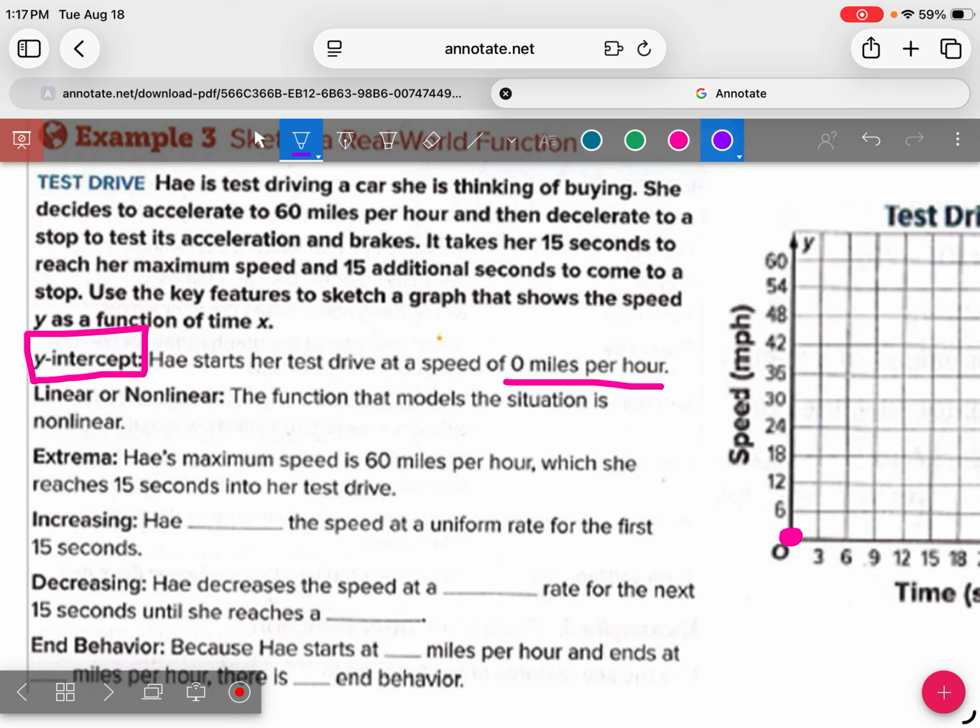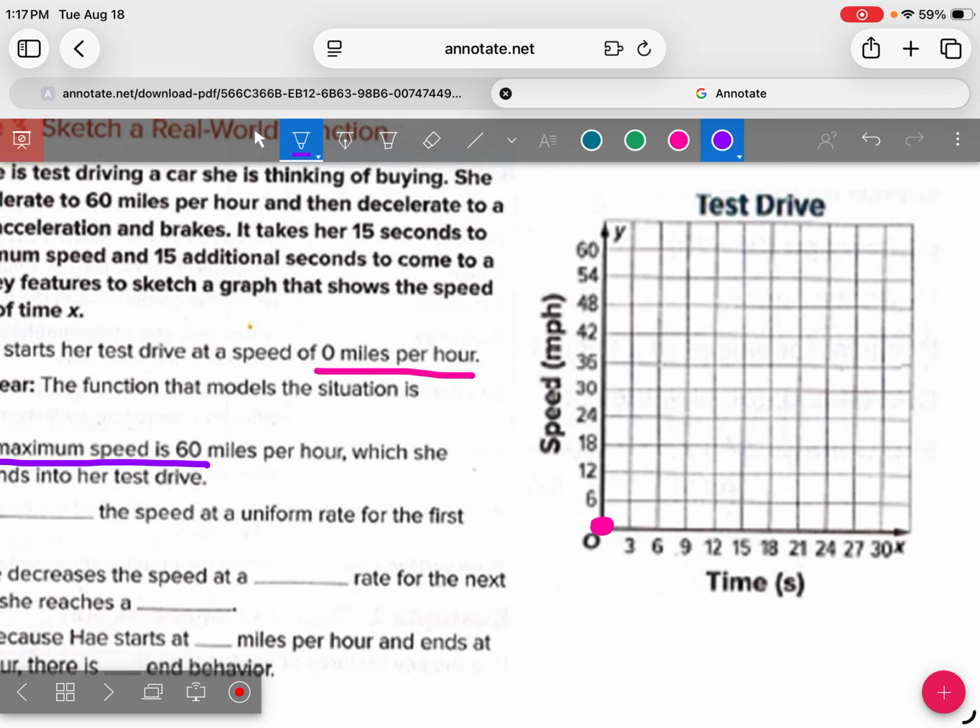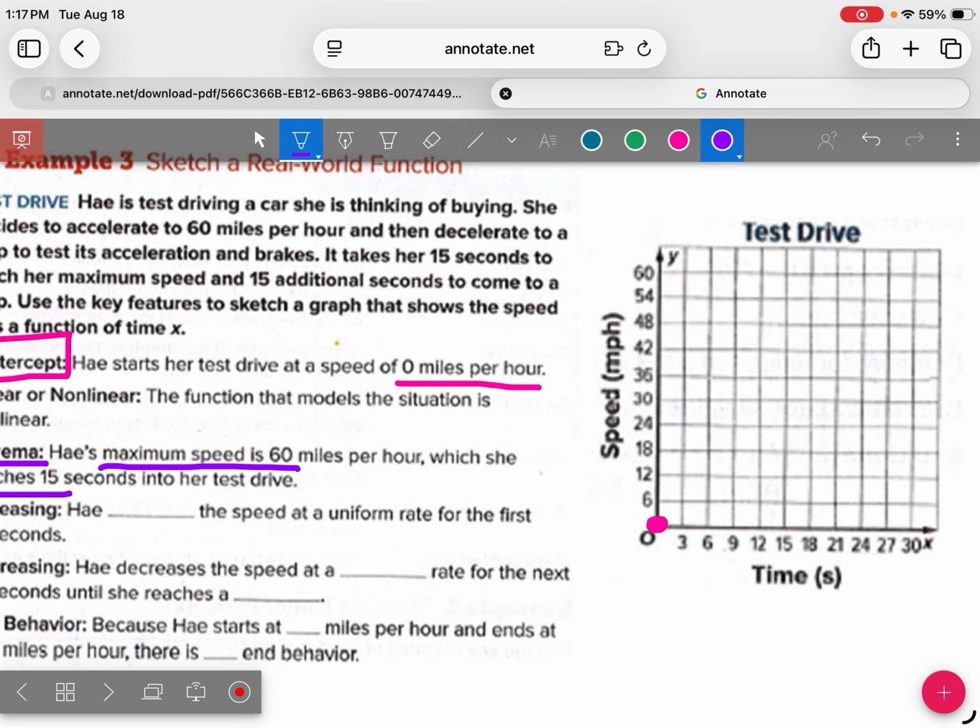Then they tell us, and they help point out our extrema here, that the maximum speed was 60 miles an hour, and she got there in 15 seconds. So what could I do with that information up on the graph? How could we mark down that her maximum speed was 60 and she got there at 15 seconds? Where would we put the 60 miles an hour? Or how could I mark 60 miles an hour?